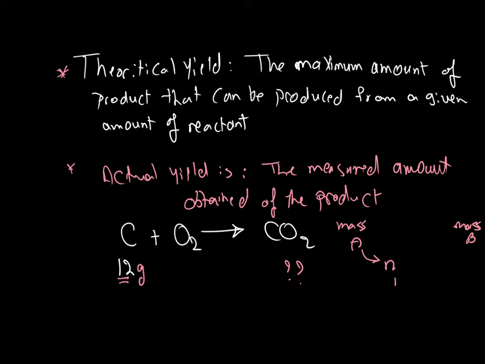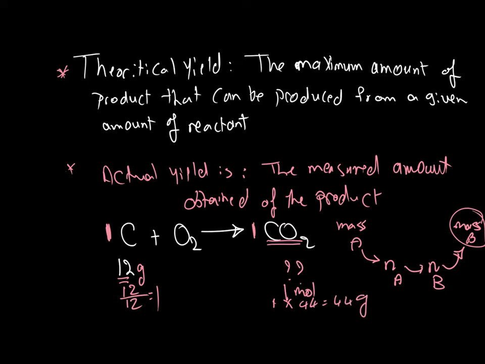So you'll get mole A and then mole B and then mass B. So if you have mass of A divided by the molar mass, which is 12 also, you will get 1 mole. How many moles do you expect to get from B? Work out the mole ratio, which is here 1 to 1. So I'm expecting to get only 1 mole of carbon dioxide. What is the mass of 1 mole of carbon dioxide? You will multiply the number of moles by the molar mass, which is 44. You will get 44 grams. So if you burn 12 grams of carbon in excess oxygen, you expect to get 44 grams of carbon dioxide. We call this amount the theoretical yield.